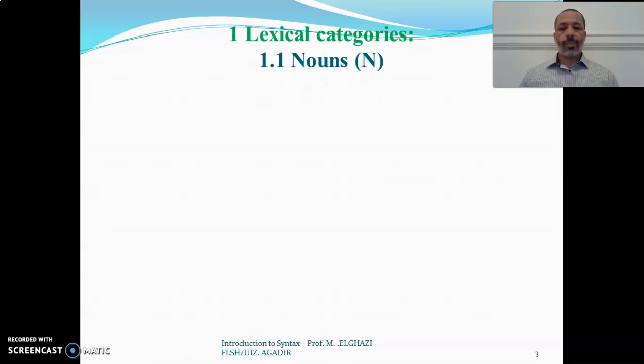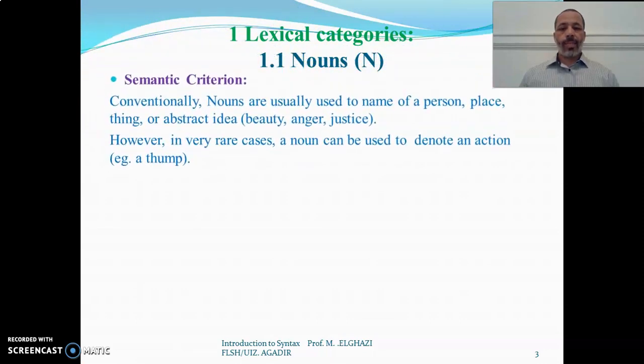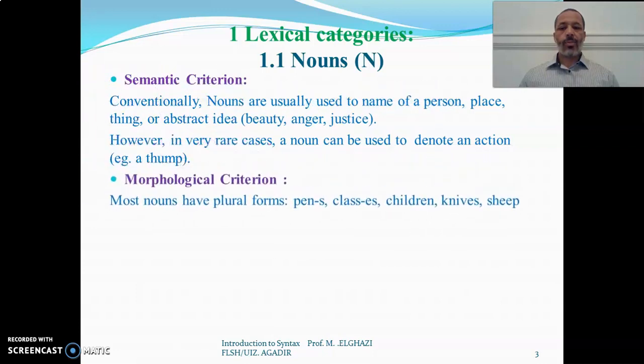So we start by the first kind of lexical categories, which is the noun. Semantically, nouns are usually used to name a person, or a place, or a thing, or an abstract idea, like beauty, anger, justice, and so on. However, in very rare cases, a noun can be used to denote an action, like a word like thumb, when you do like this. This is an action which is expressed by a noun. So sometimes some nouns can express actions like verbs.